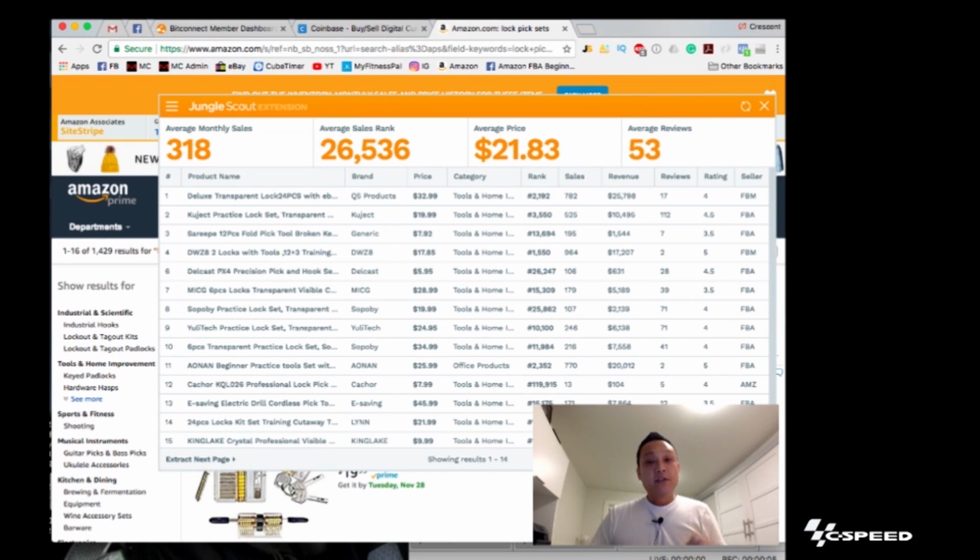All right, so now that you've analyzed each of these three columns, you should be able to assign a pass or a fail for each column. All right, does the price pass? Does the sales pass? And does the reviews pass? Okay, you should have specific numbers for each column, and it should be black or white. Does it pass or not?